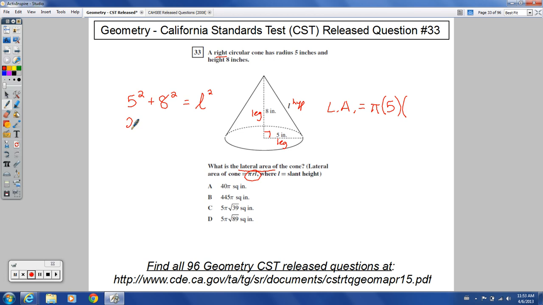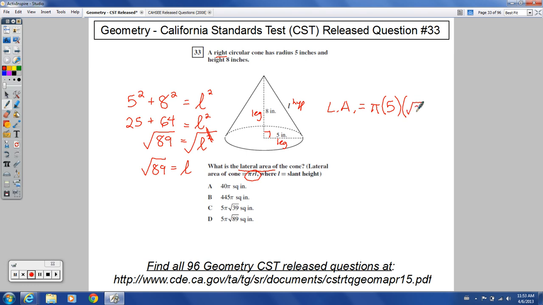And so this would be 25 plus 64 equals l squared. You add those together, you get 89 equals l squared. You take the square root of both sides. The square cancels with the square root. Therefore, l is going to be the square root of 89. And there's no perfect squares that can be factored out of there. 89, thinking about it right now, I think it's actually a prime number. Alright, so 89, it is a prime number.